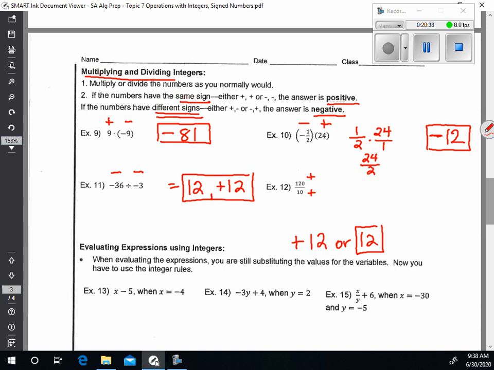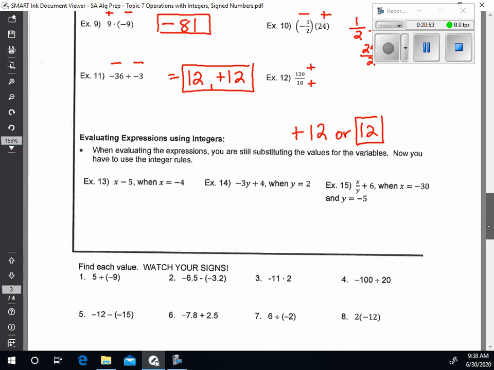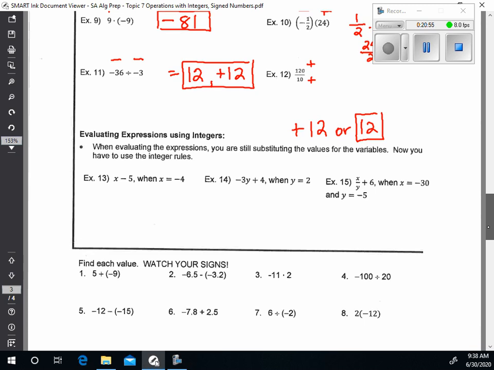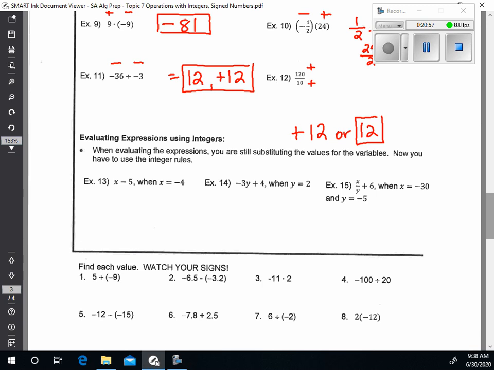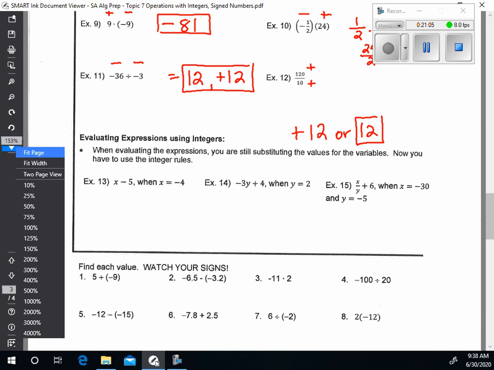So multiplying and dividing is pretty simple. Multiply or divide the way you normally would. If the signs are the same, the answer is positive. If the signs are different, the answer is negative. All right. And then one more thing is evaluating expressions using integers.